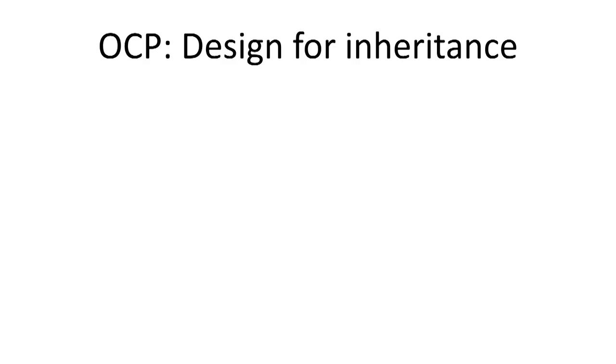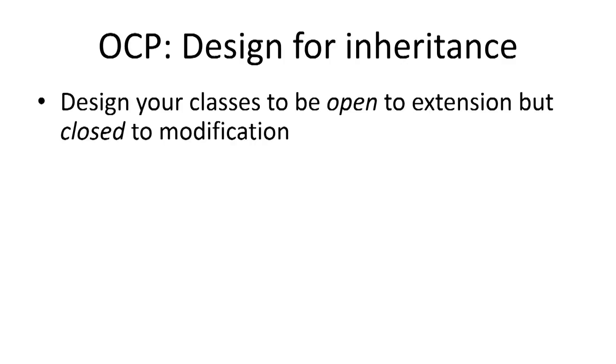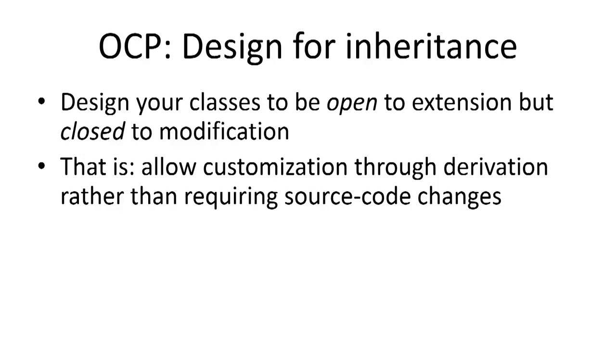All right, so what about the open-closed principle? The basic idea of the open-closed principle is you want to think hard about how you're designing when inheritance is involved. You want to design your classes to be open to extension, but closed to modification. And what do we mean by open to extension, but closed to modification? The idea is if you need to make a change to your class, you need to make some customization to it, can you do that by, let's create a derived class?